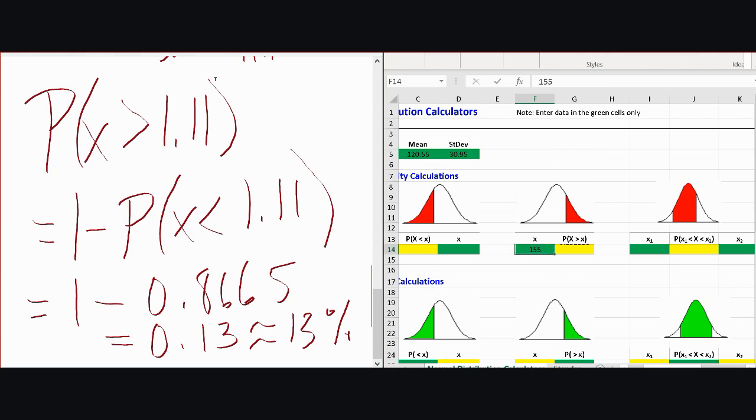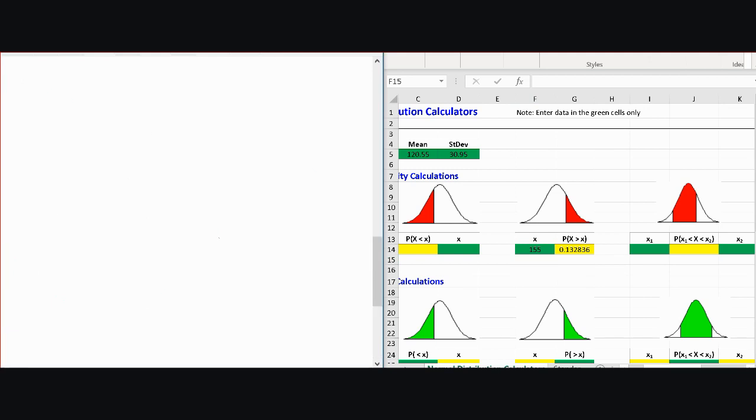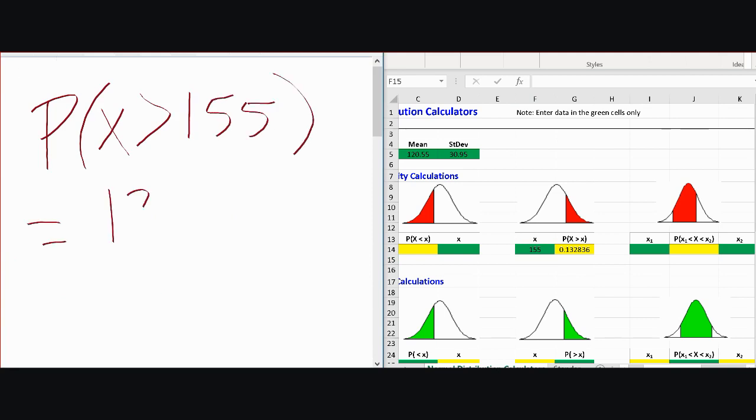We hit enter, and sure enough, what do we get? 0.1328. And once again, the difference in the values that we got is rounding, okay? But in general, look at the root there, 0.13 or 13%. So we know that there's a 13% probability, no matter which calculator we use, whether we do it by hand or whether we use the calculator, there's a 13% probability that this family will have spent more than $155. Now, that's the first part of the problem, okay? The probability that x is greater than 155 is equal to 13%. That's part one of the problem.